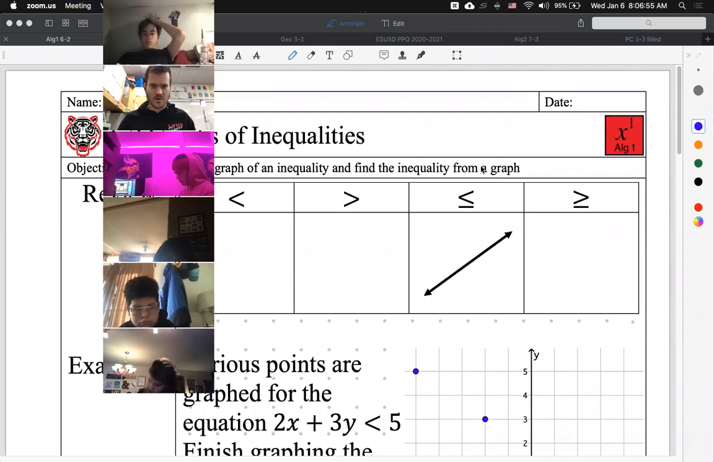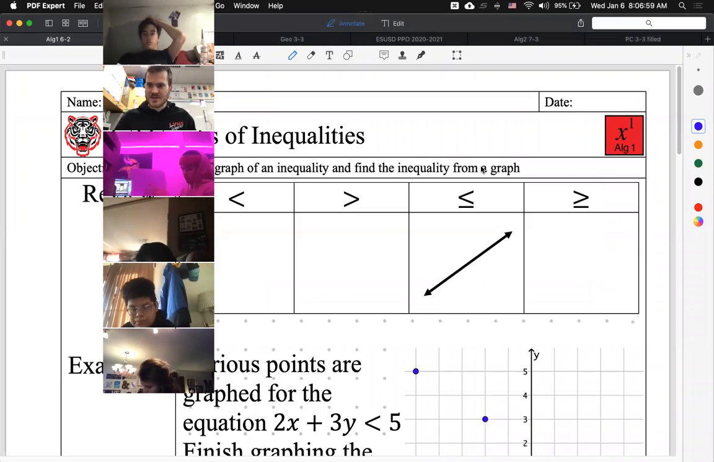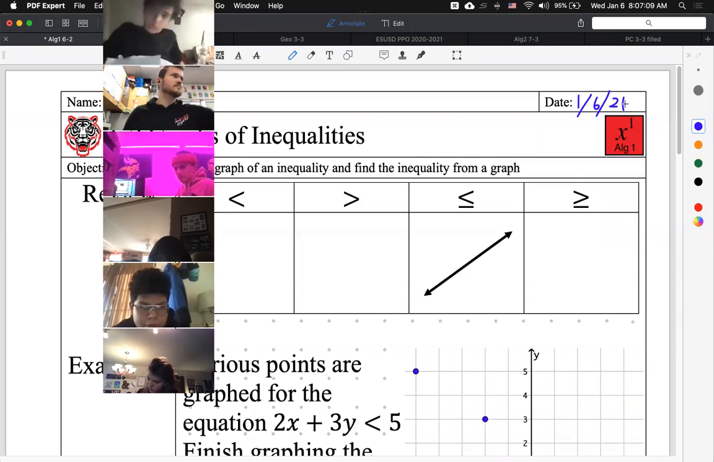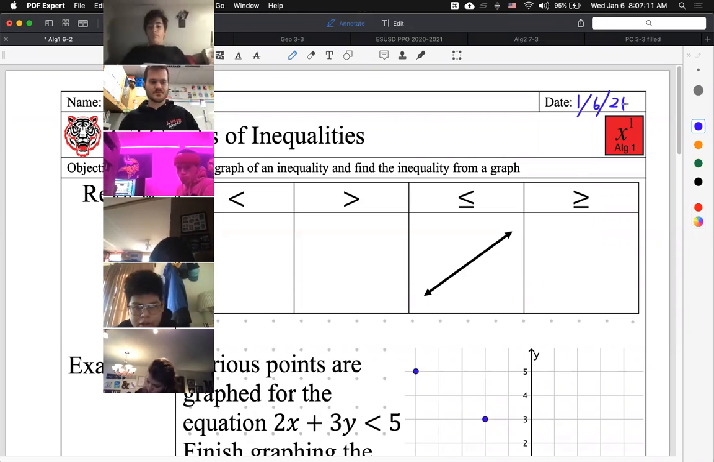All right, welcome to Algebra 1. Today's date is January 6, 1/6/2021. Our objective today, who would like to read that? Diego, go for it. Properly shade a graph of an inequality and find the inequality from a graph.